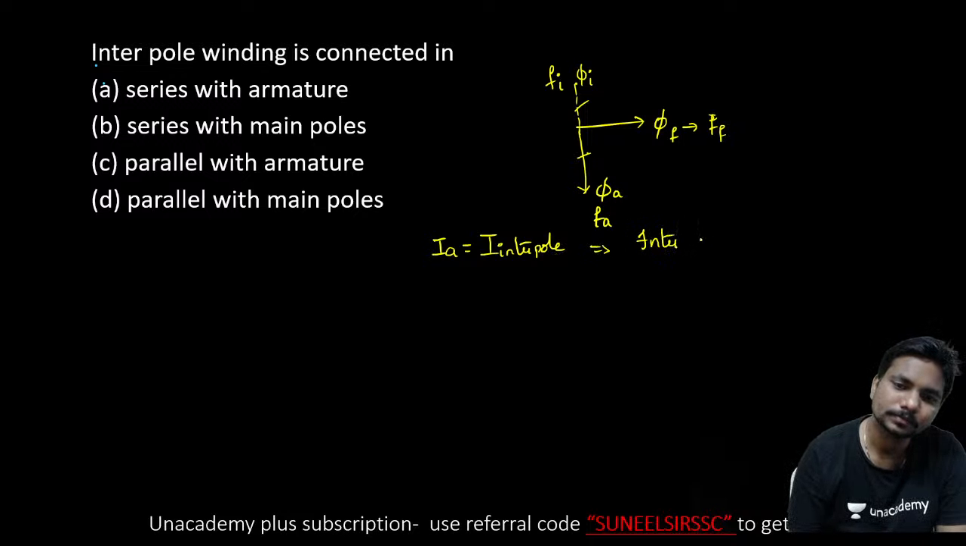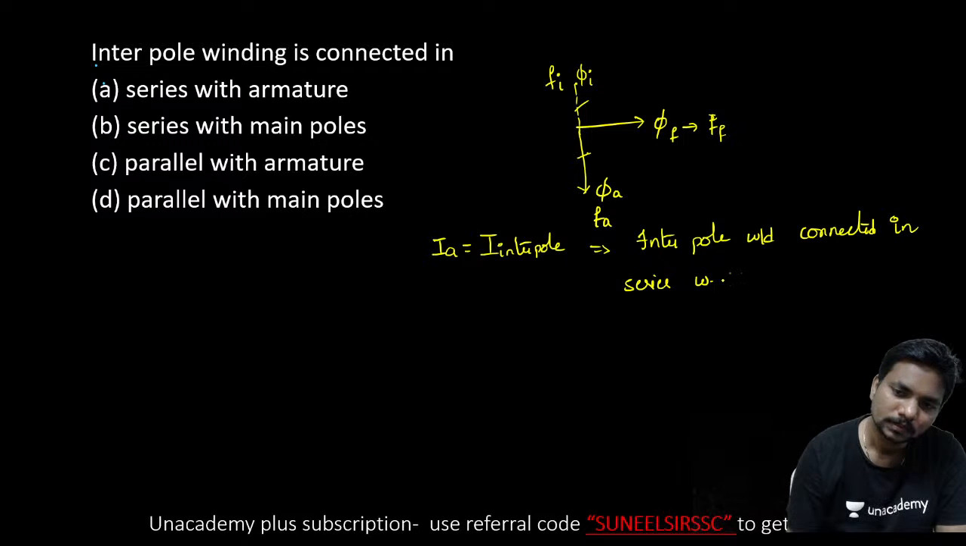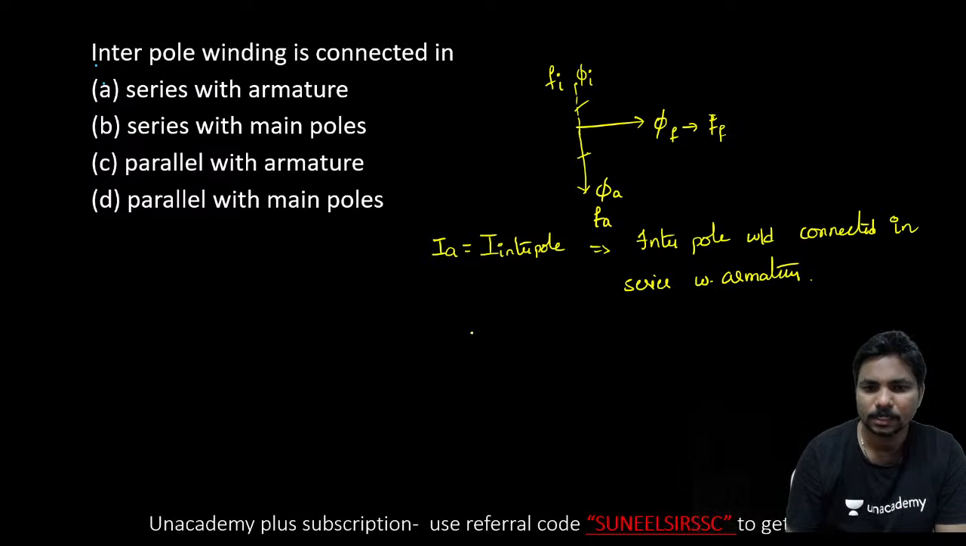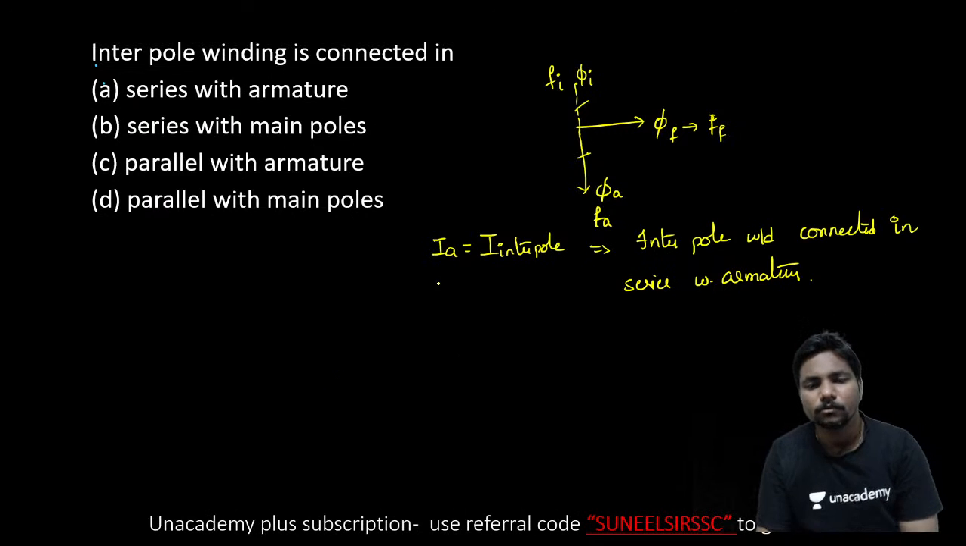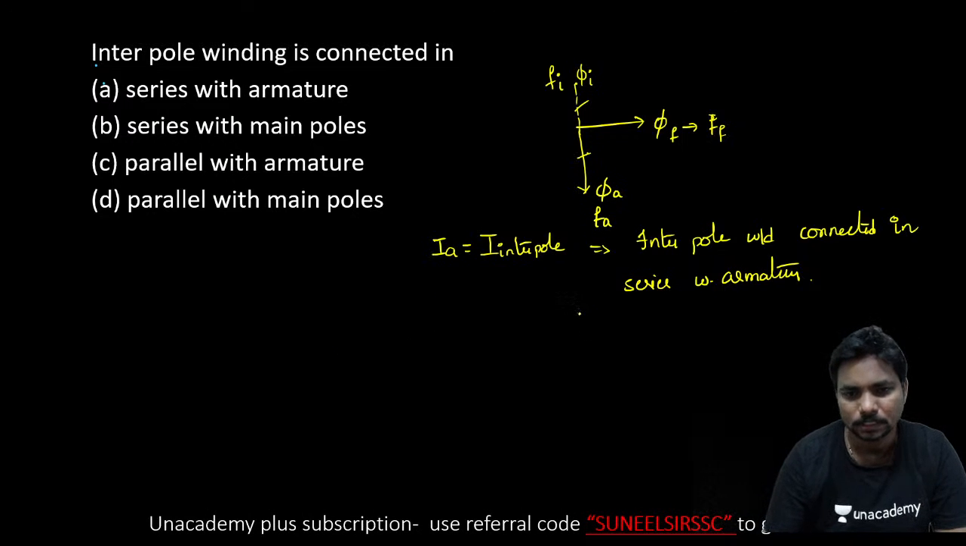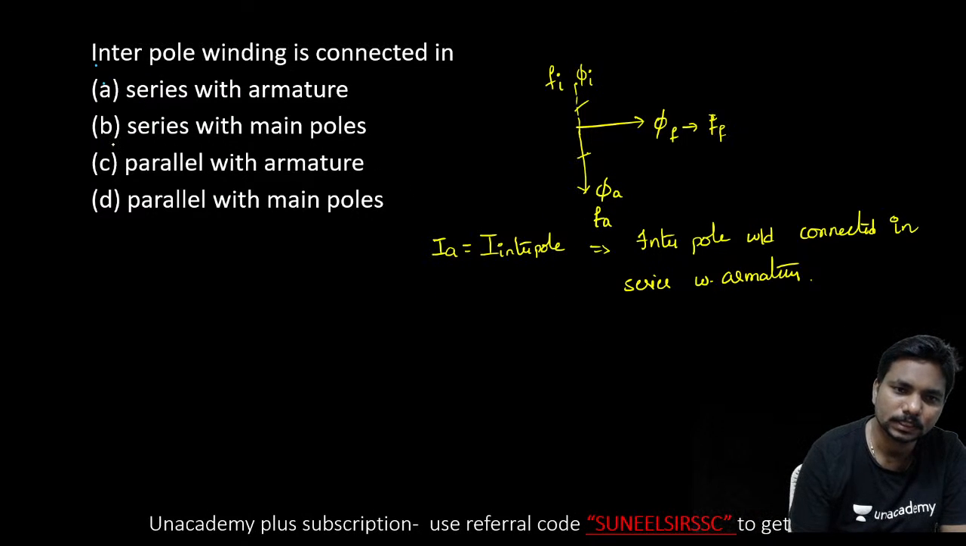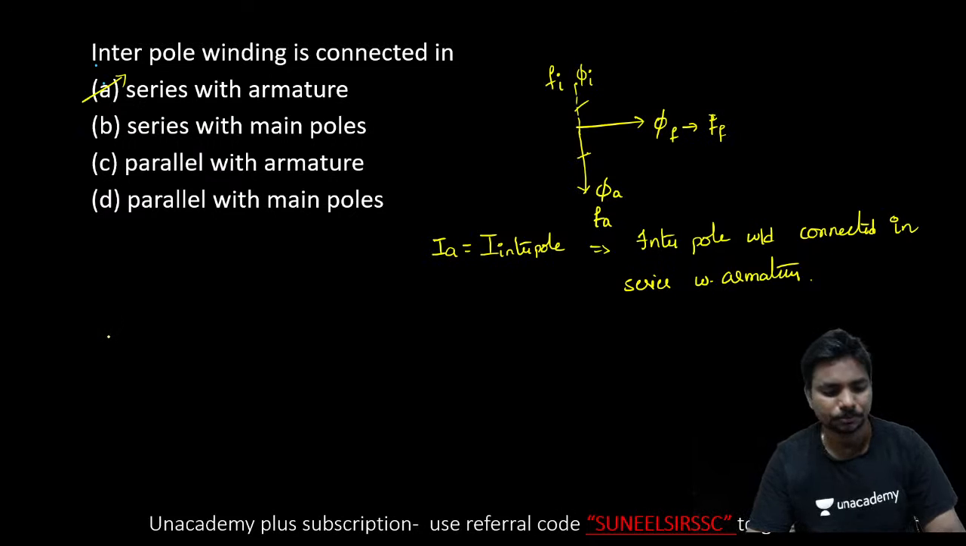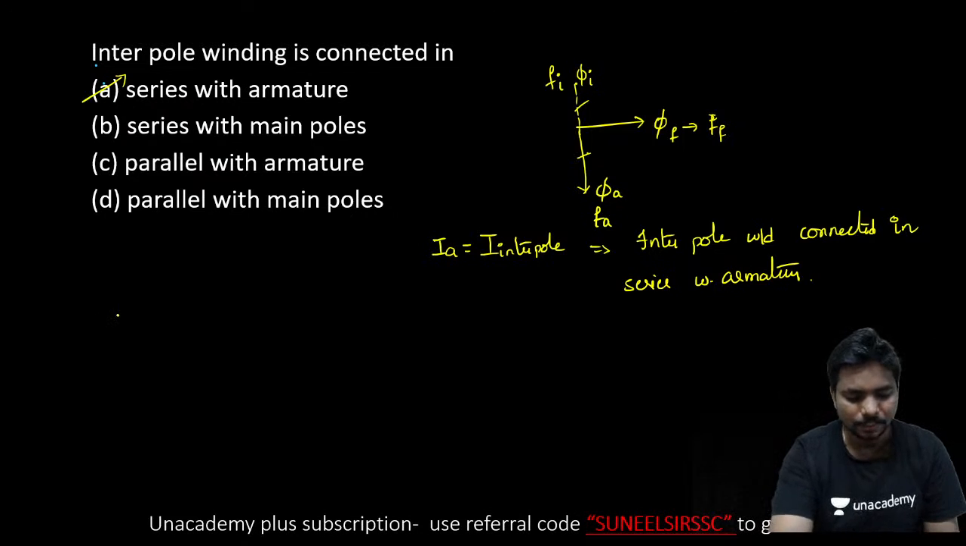Interpole winding is connected in series with the armature, and the flow of current is just opposite to the armature current. So here you can say series with the armature. So the answer is option A. In the case of compensating winding, that is also connected in series with the armature only.